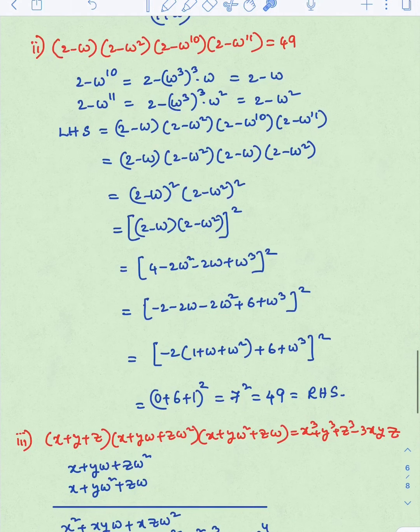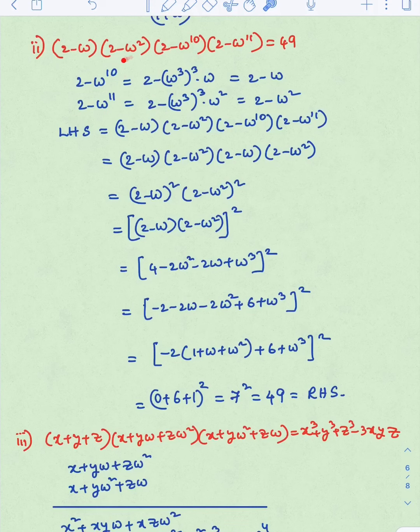Next, second bit. 2 minus omega into 2 minus omega square into 2 minus omega power 10 into 2 minus omega power 11 is to prove that its value is 49. In LHS, take these two terms first: 2 minus omega power 10, 2 minus omega power 11.